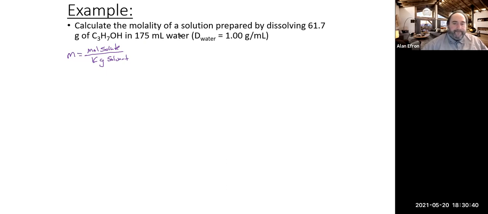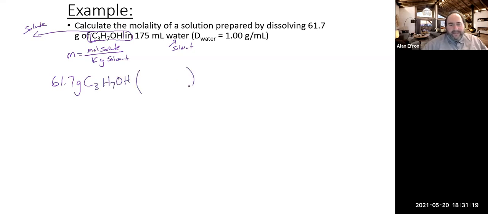So in this particular case, we want to calculate the molality of it. We need the moles of the solute. Obviously, we're dissolving this in the solution. The water here would be our solvent in this particular case, and the propanol would be our solute. We have the grams of our solute, so we do need to get it into moles. So we would take our 61.7 grams of C3H7OH. We need to convert it into moles, so we would go to the periodic table, which I hope we know at this point. That is 3 times 12.01 for the carbons, plus 7 times 1.008 for the hydrogens, and 16 for the oxygen, plus I missed the one hydrogen there at the end, so we'll add it in.